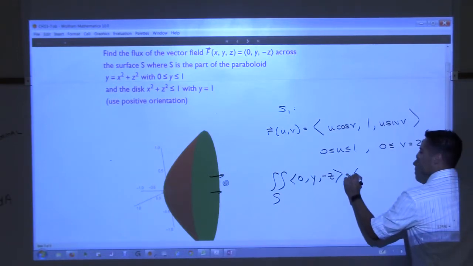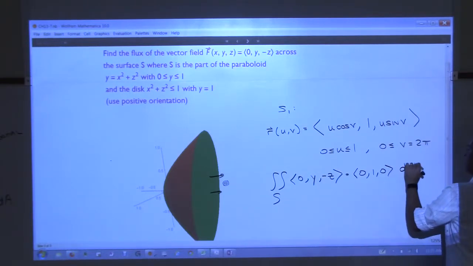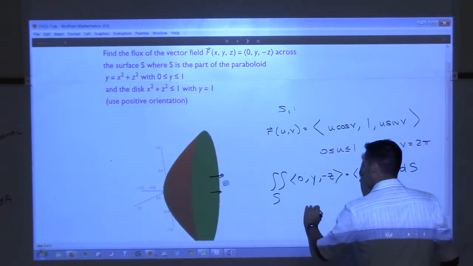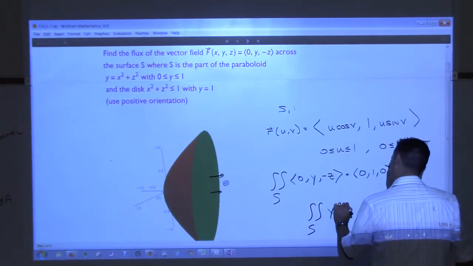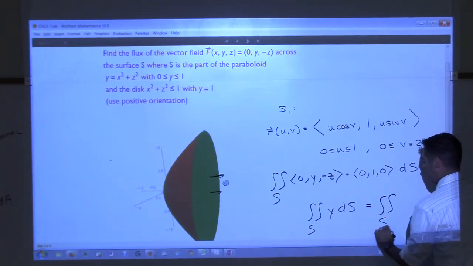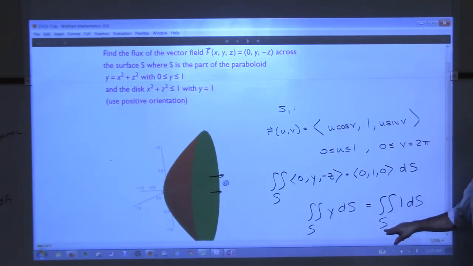So what would happen if I dot this with the vector 0, 1, 0? And then what does it say? ds, right? What is this? Dot, what do you get? Right? You get this? Now what is y? 1, isn't it? It's 1 because of this, right? And what is that integral? The area of the surface S1, isn't it?